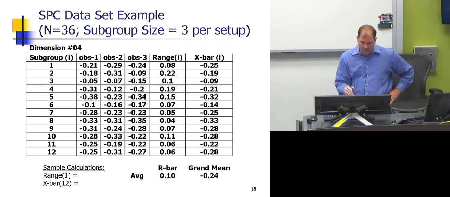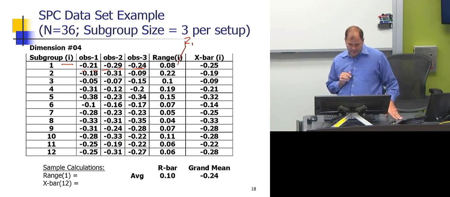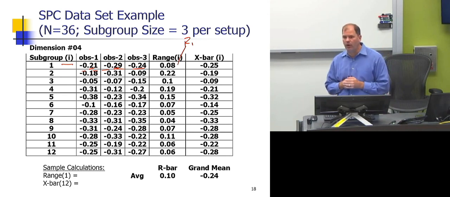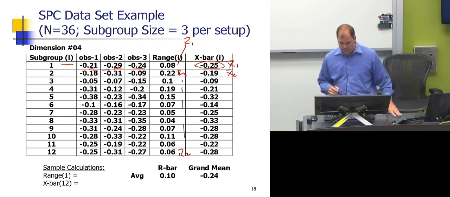All right, let's come back to an example. We have our subgroup. We got our 3 values. This is R1. How did I get R1? What did I take minus what? Just max minus min. The difference between negative 21 and negative 29, absolute value is 0.08. Then I've got R2 all the way down to R12. This is, hopefully, X bar 1, X bar 2. I'm just taking the average of those three.